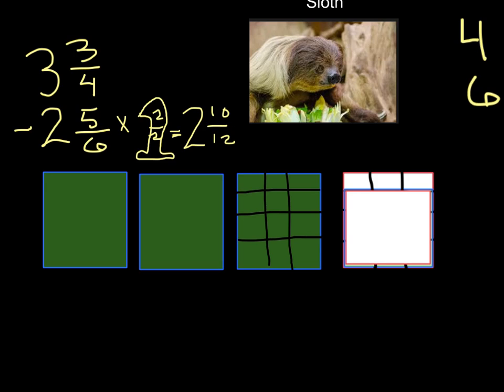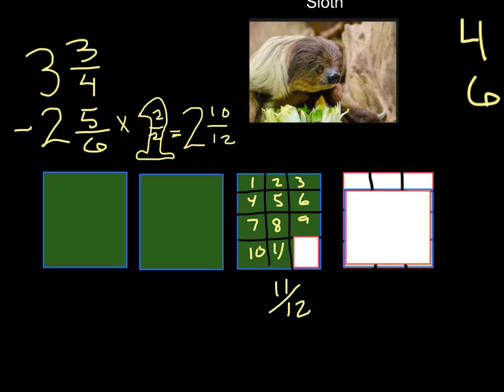So I'll do the same thing with this little box here and get rid of that one there. And that gives me these right here. I've got 1, 2, 3, 4, 5, 6, 7, 8, 9, 10, 11. So that's 11 12ths that I've got there.